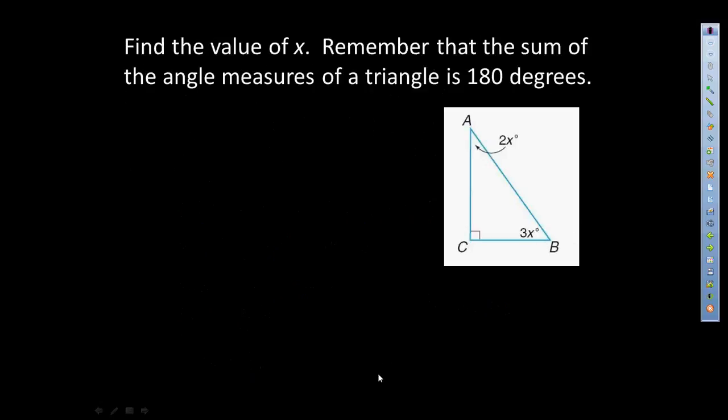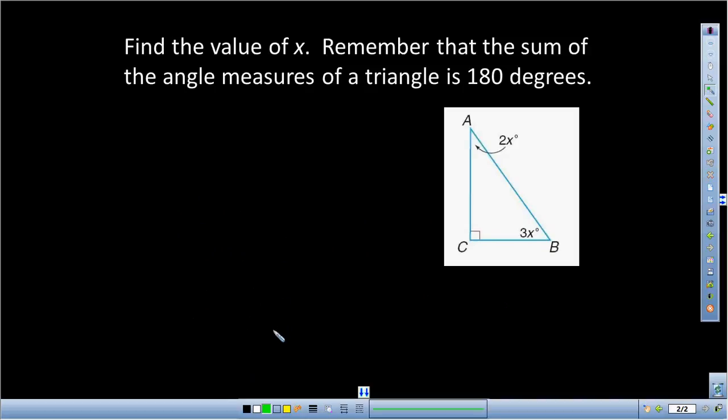Okay, in this next example it says find the value of x. Remember that the sum of the angle measures of a triangle is 180 degrees. So let's go ahead and write that down. We know that the three angles combined measure 180, so I'm going to write that as the measure of angle A added to the measure of angle B, and I'm using the letter M to represent measure, added to the measure of angle C. Combined, those three measures are equal to 180 degrees.